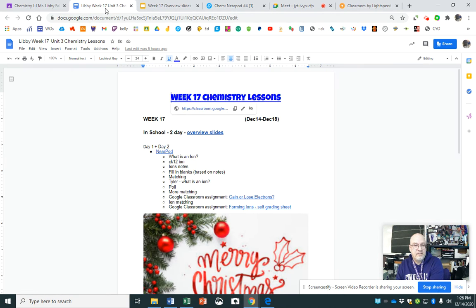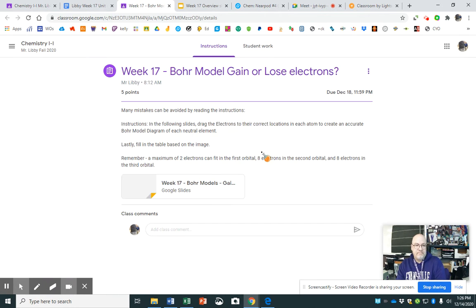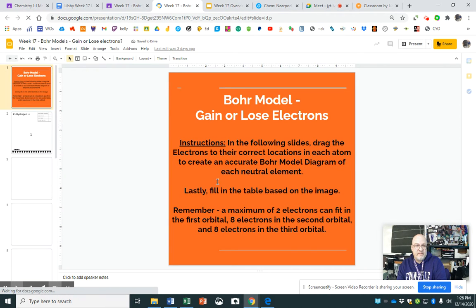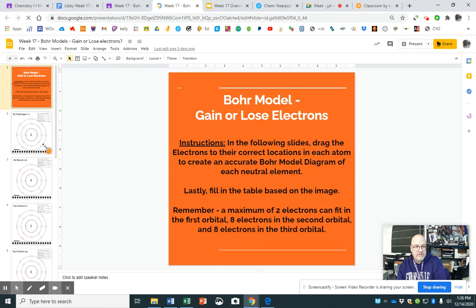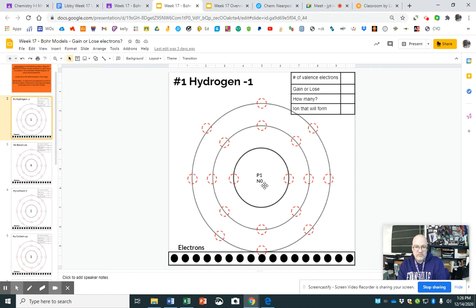All right, so gains or lose electrons. This is the week 17 lesson. I'm going to open this up. All right, as you're going through here, the nucleus is already there for you, so you don't have to do anything for the nucleus. And that's true for all of them. So this means there's 1 proton and no neutrons. Hydrogen is number 1, so it has 1 electron, because none of these have charges, so that means that P equals E. So you just drag the electron up.